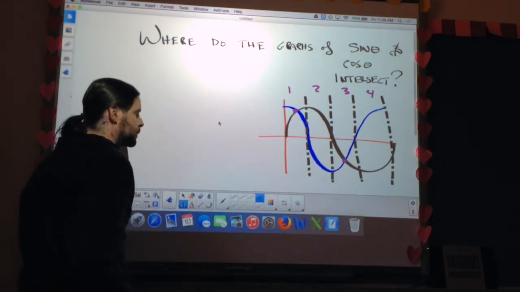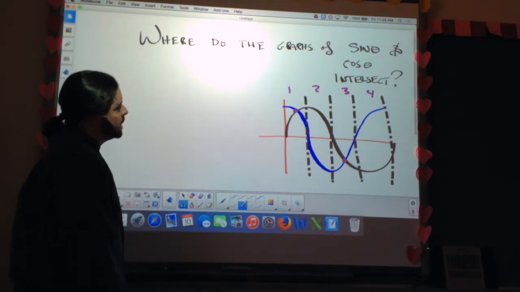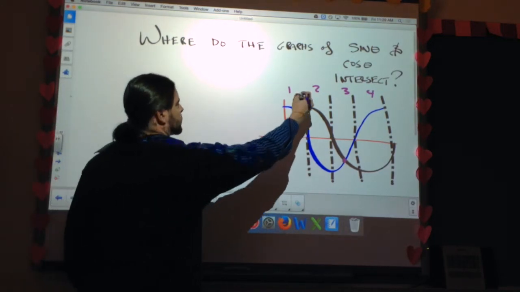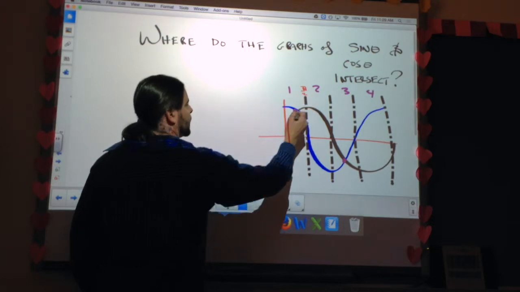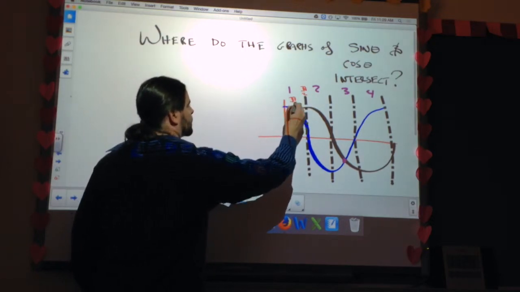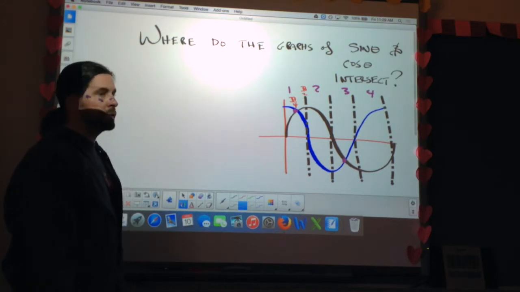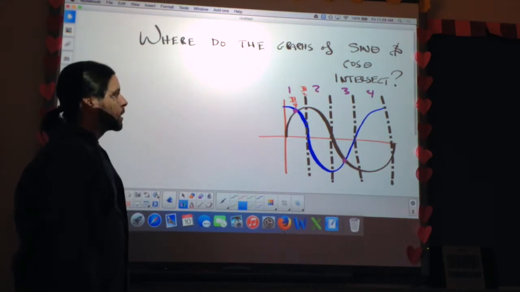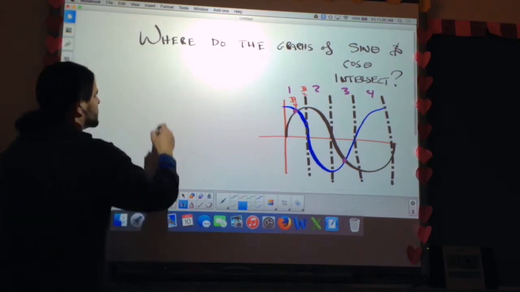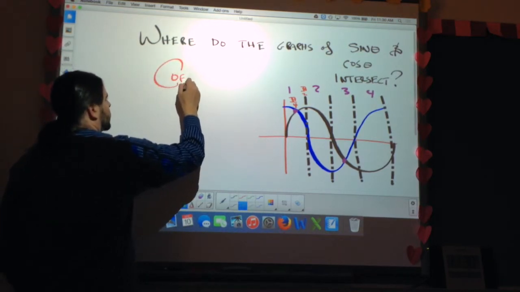Now, Anna Bennett was all smart and said, look, this is the first quadrant. That's pi over 2. It meets halfway through. It's got to be pi over 4. Well done. How easy is that? There are a couple other ways to think about it, though. One is by thinking about cofunctions.